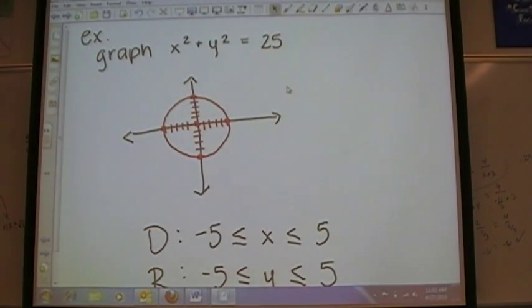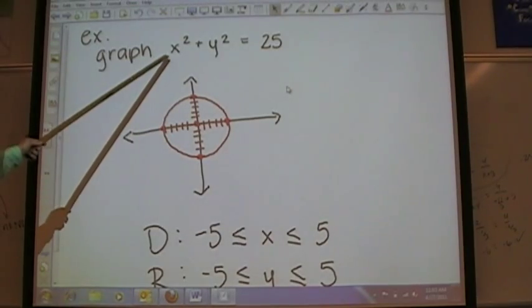There's only one conic where one of the variables is not being squared. Which one is it? Think back. Parabola. An example of a parabola is y equals x squared, right? Only the x is being squared in that case. Okay? So you should be able to look at that equation and tell it's a parabola.